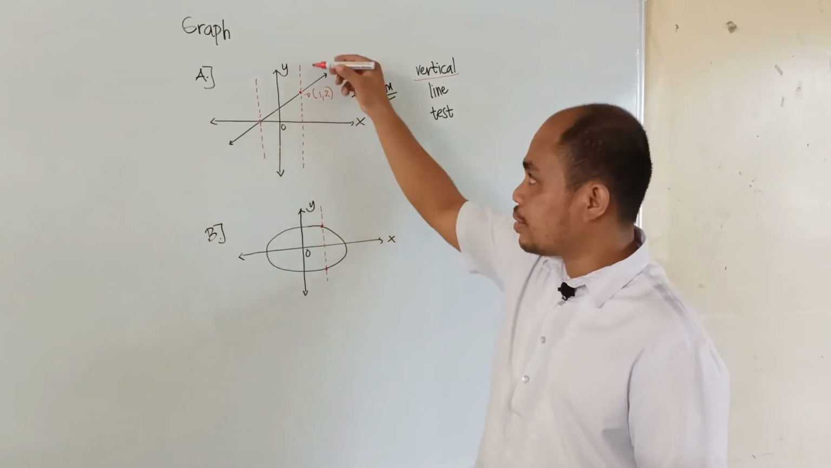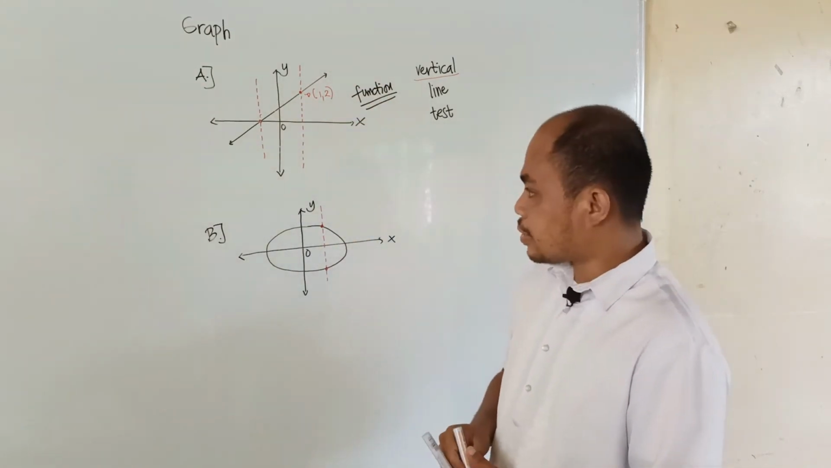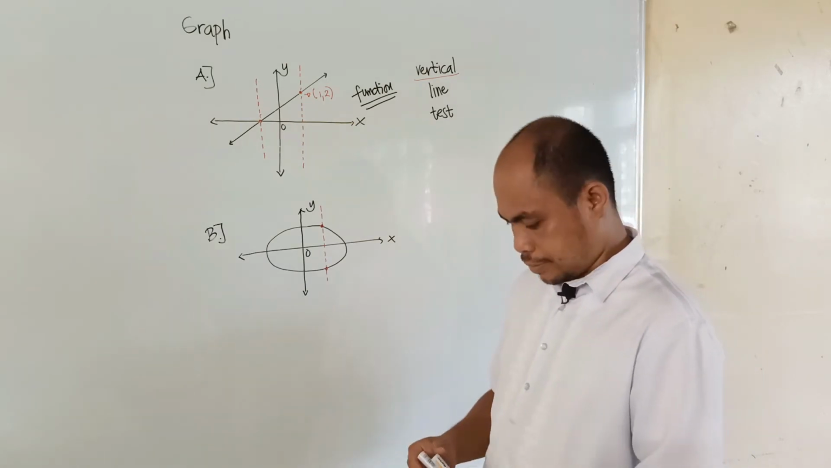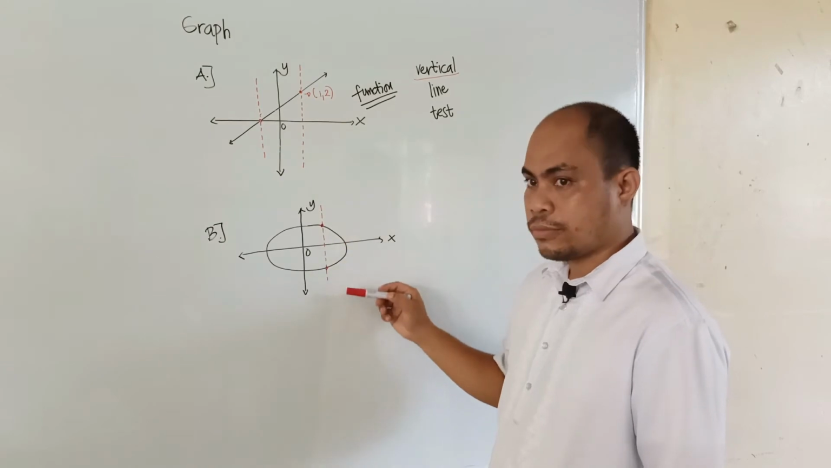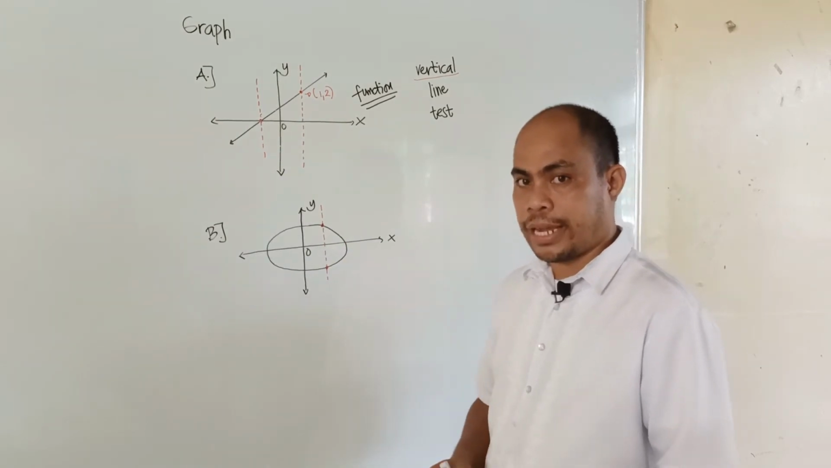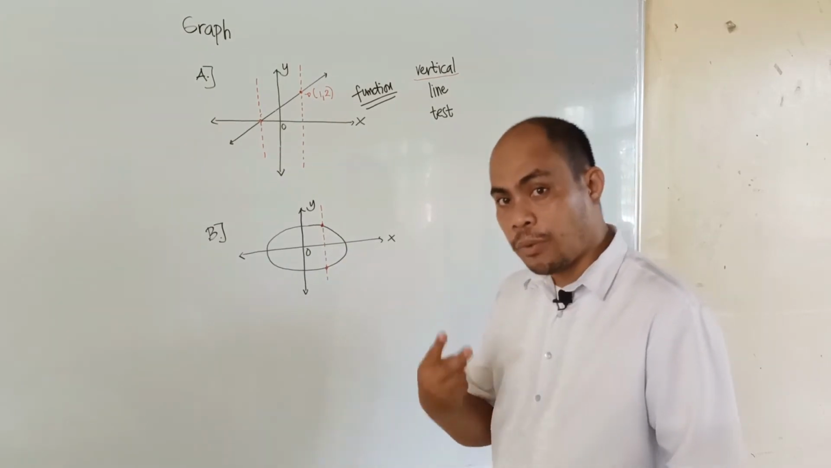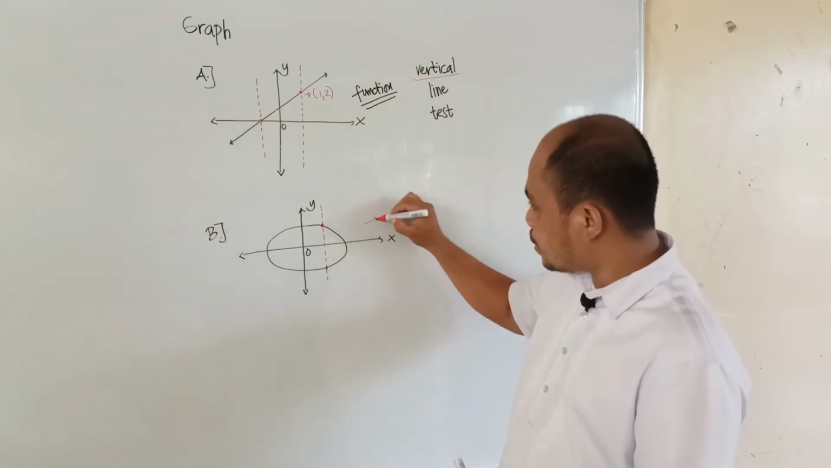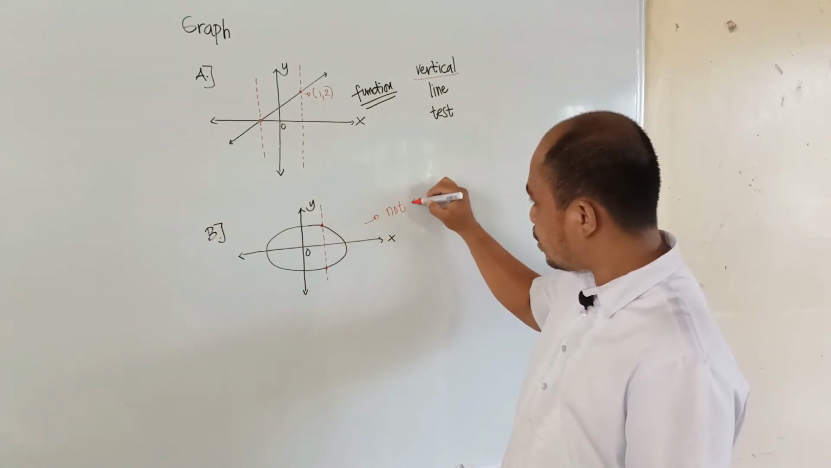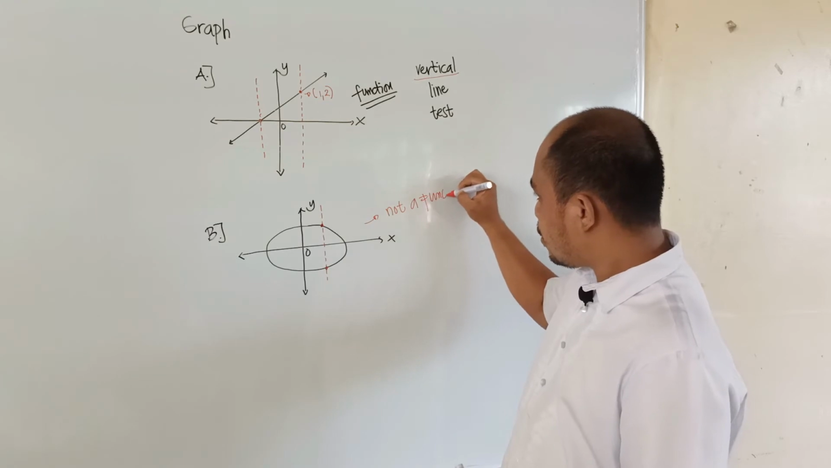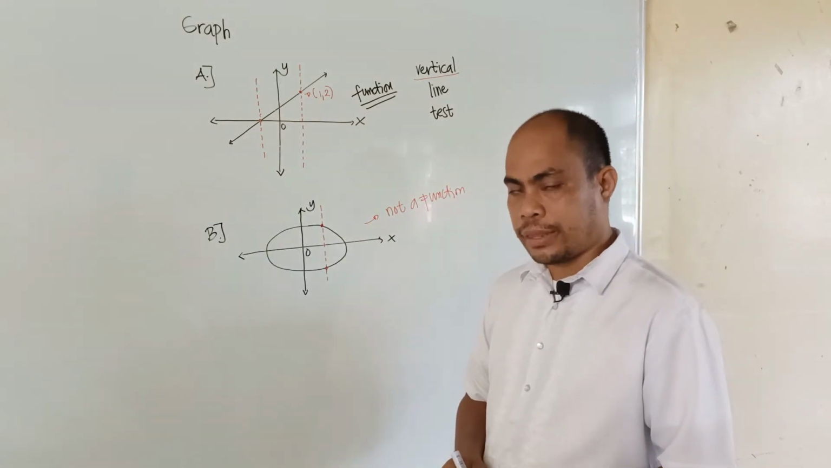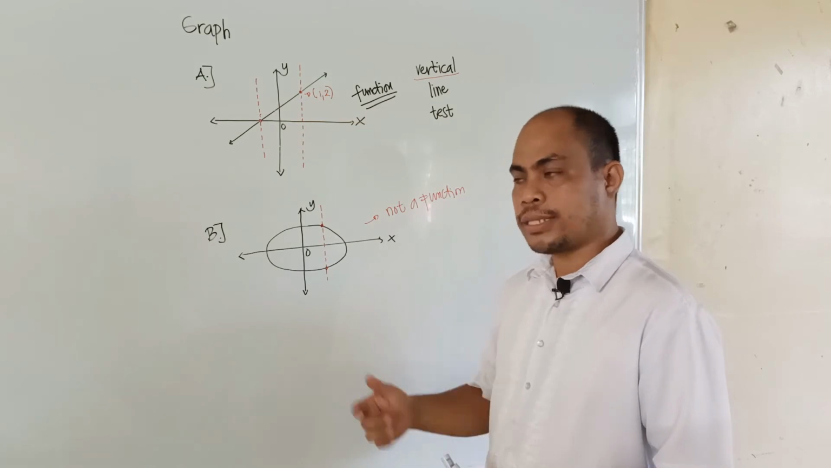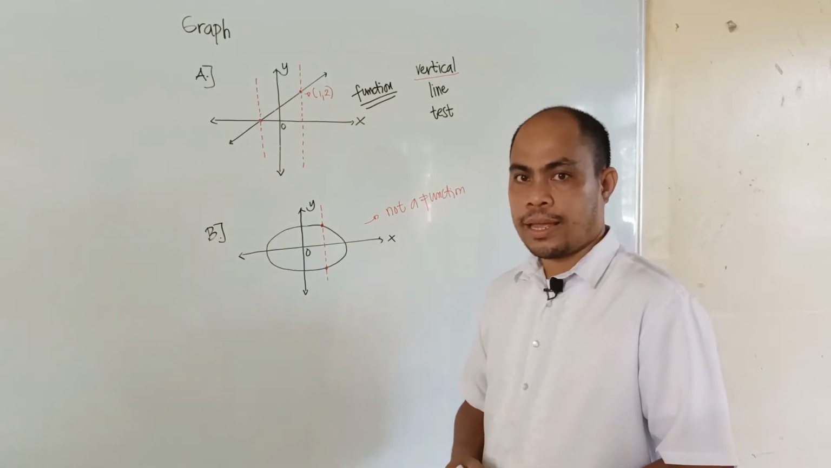Wala na iba. Okay? Next, for letter B naman, look at the figure. Ilang point na hit ang vertical line test natin? Dalawa. Maybe say this is not a function. Kapag isa lang ang point na mahit ng vertical line test natin, for us, papasa siya.